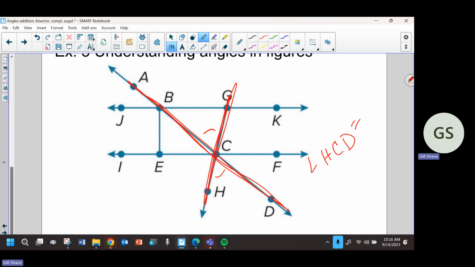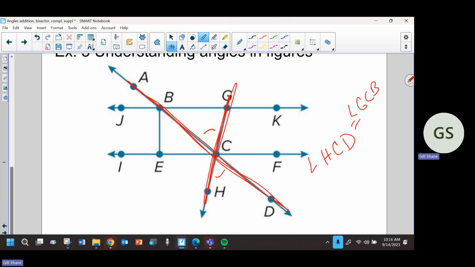This is the angle, it's equal to that, so I just need to name that angle. GCB works. I could have said ACG, there's a bunch of ways to do it. You just need to make sure you know which one.